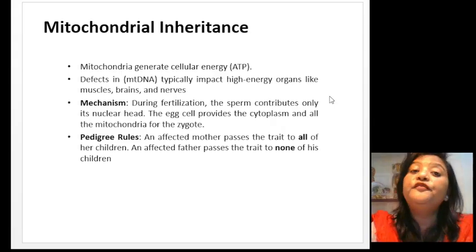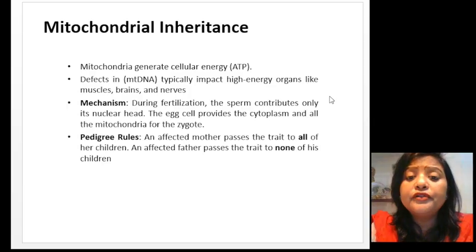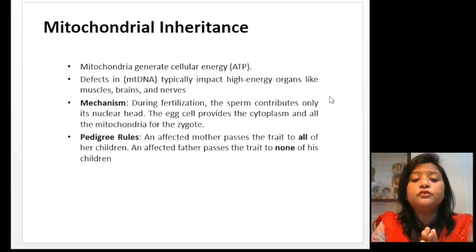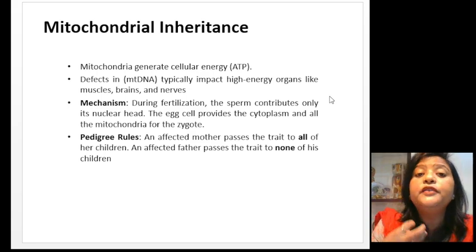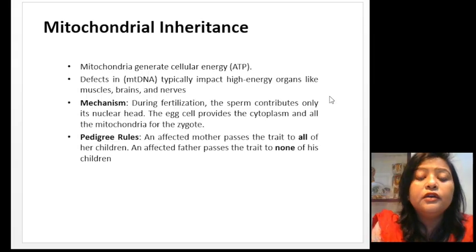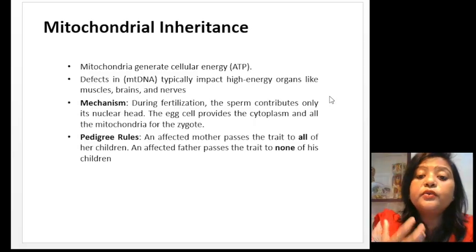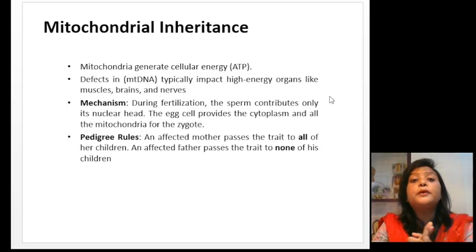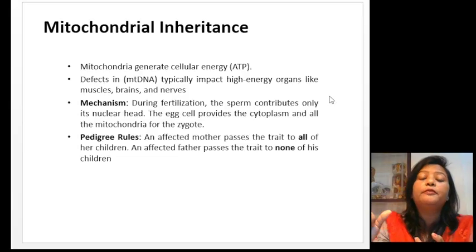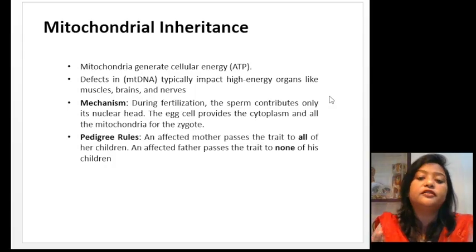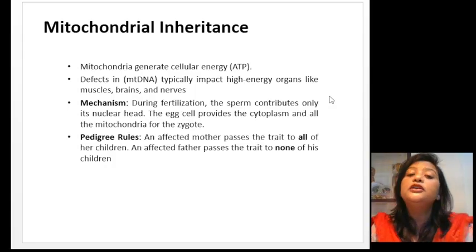All right, now what is the mechanism here? See, mitochondrial inheritance here, what is the mechanism? So during fertilization, what happens? The sperm, as I've already told before, will contribute only the nuclear head. Okay, we know that sperm contains mitochondria, but they will contribute only the nuclear head. The egg cell, which has the cytoplasm and the organelles, will give the cytoplasm and the mitochondria to the zygote. If you see the sperm diagram, you will know there is mitochondria present, but the sperm is not giving any mitochondria to the zygote. The egg cell is giving the mitochondria to the zygote.